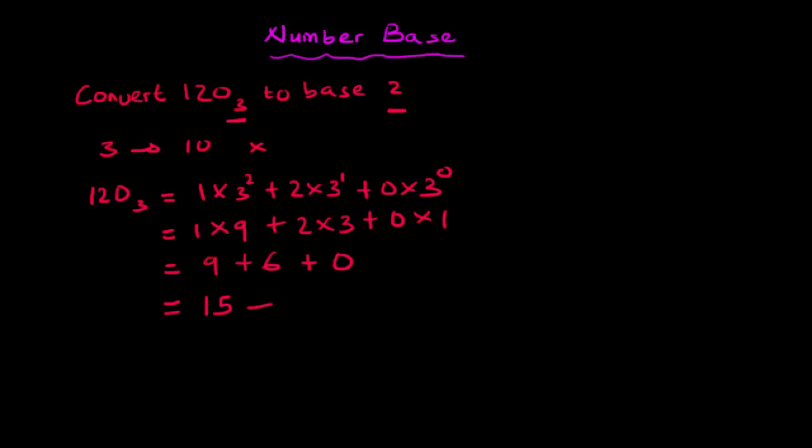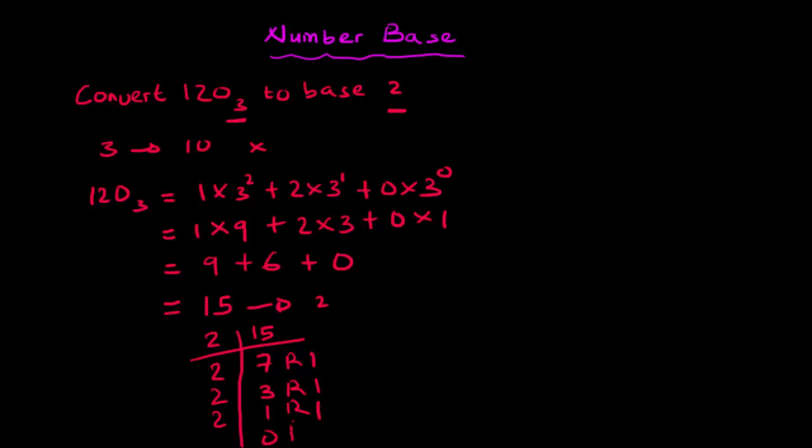Now I have to convert 15 in base 10 to base 2. That is like a demotion, so I divide. So I've got 15 divided by 2. 2 in 15 is 7, remainder 1. 2 in 7 is 3, remainder 1. 2 in 3 is 1, remainder 1. 2 in 1 is 0, remainder 1. Bottom up. So I've got 1, 1, 1, 1 in base 2. I hope you understand this. If you don't understand it, let's take a quiz.